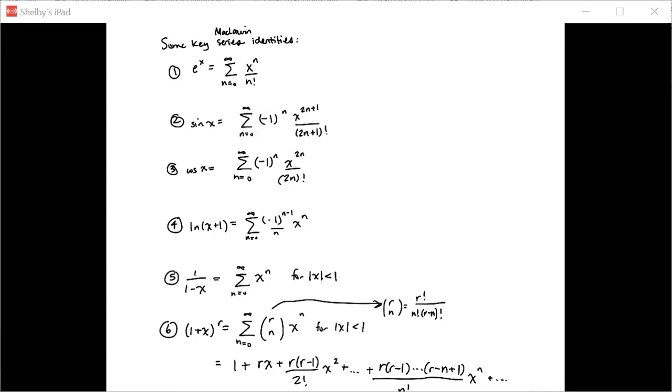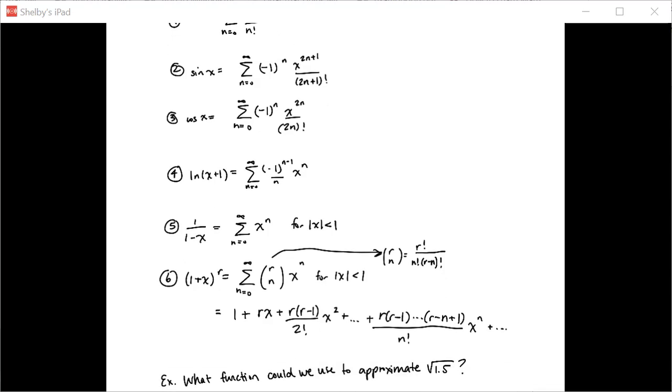1 plus x to the r is called our binomial series, and it's described by this combinatorial factor, r choose n, x to the n, for absolute value of x less than 1. And a way to expand that is with this formula: 1 plus r times x plus r times r minus 1 over 2 factorial x squared, and so forth. The general term is given by r times r minus 1, and you count down until you get to r minus n plus 1.